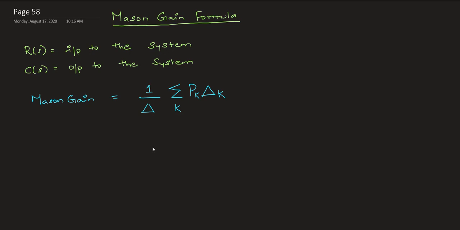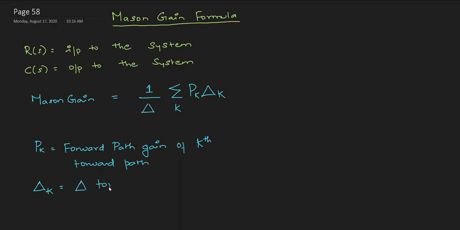To summarize it as a formula, you can write the Mason gain as 1 by delta, where I call that triangle symbol delta, times sigma k, which is the summation, of P_k delta_k. This is the formula for Mason gain, and the Mason gain is the equivalent of the transfer function. So finding the Mason gain for a signal flow graph is the same as finding the transfer function of the signal flow graph.